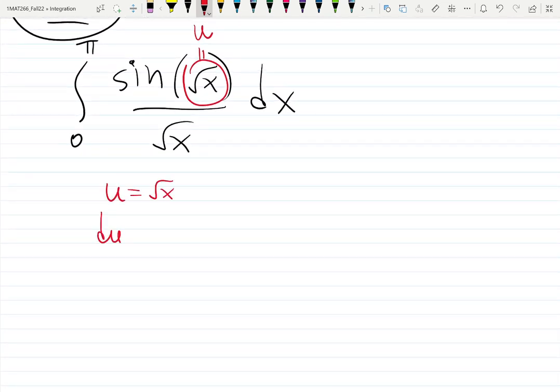What is du then? 1 over what? Square root of x? 2?